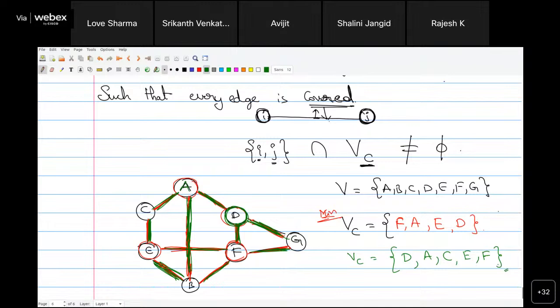Okay. Any doubts, or do you need one more example? Will you try, or let's move? Yeah, what is the practical use of this?